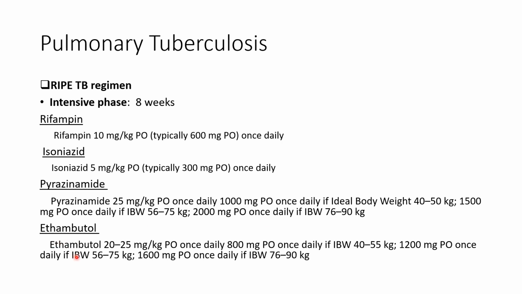Ethambutol. The dose of ethambutol is 20 to 25 mg per kg per oral once daily, 800 mg per oral once daily if ideal body weight 40 to 55 kg, 1200 mg per oral once daily if ideal body weight 56 to 75 kg, 1600 mg per oral once daily if ideal body weight 76 to 90 kg.